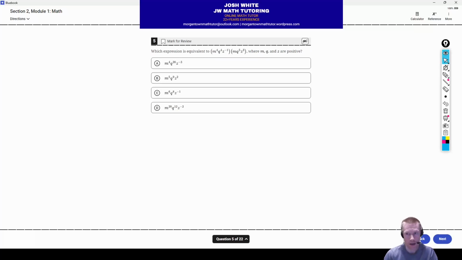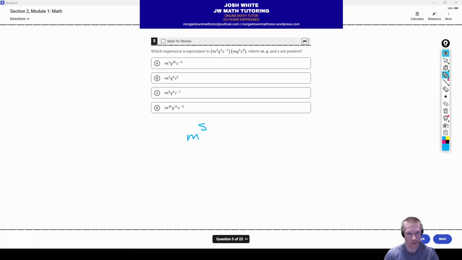All right, now here you have two expressions that are being multiplied, and they want to know which one they are equivalent to. One answer choice is equivalent to this. So if you know the rules of exponents, you should hopefully recognize that m to the fourth times m is just going to be m to the fifth.